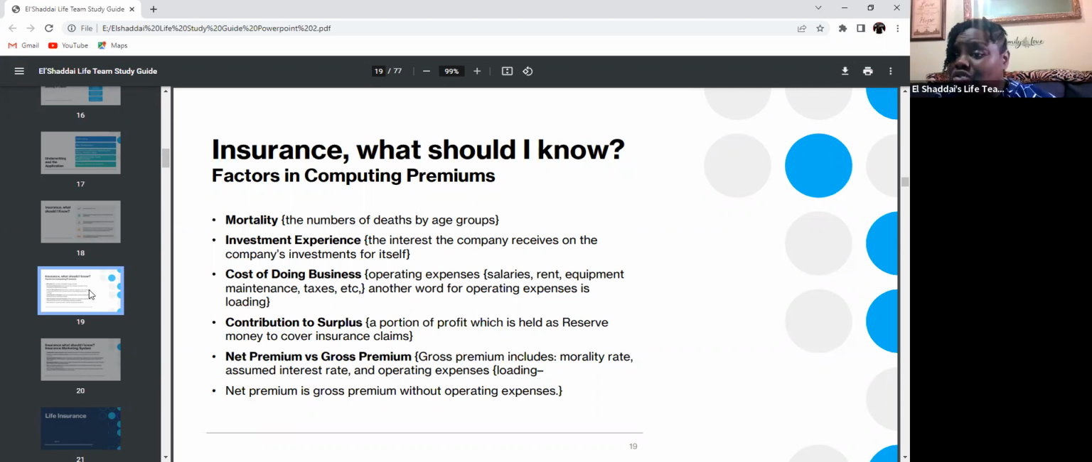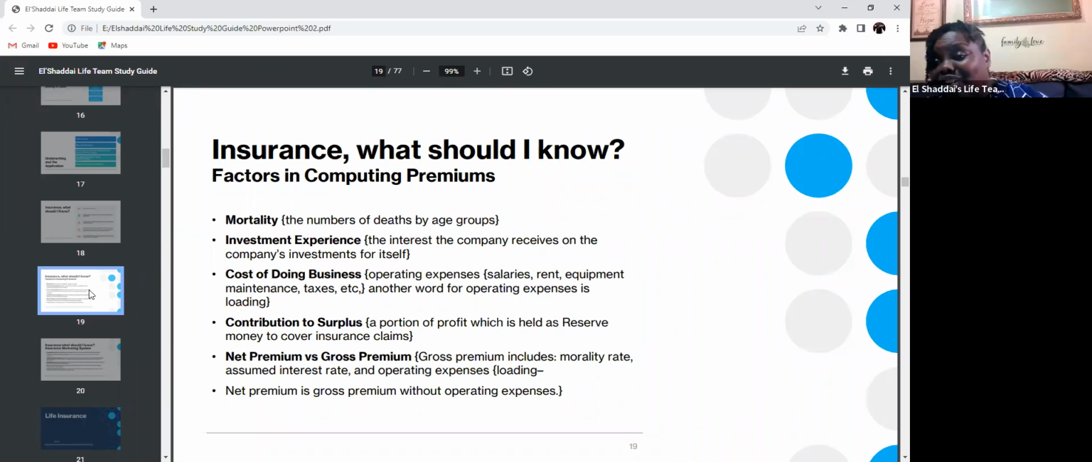Net premium versus gross premium. Net, gross, come on now. Those of you that work, you get your paycheck. What you get is your net. What you made is your gross. The gross is bigger than the net. Wouldn't it be lovely if we could get the gross instead of the net?